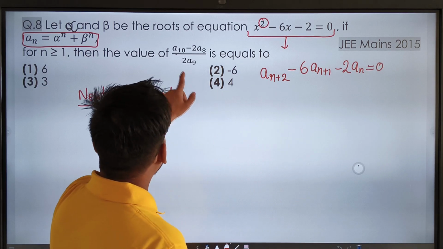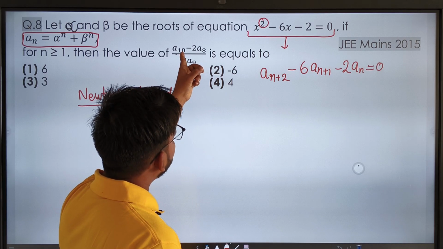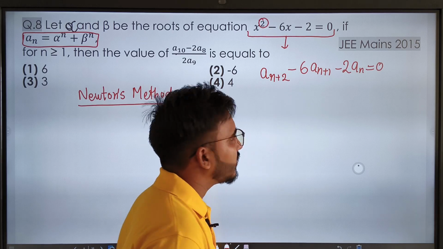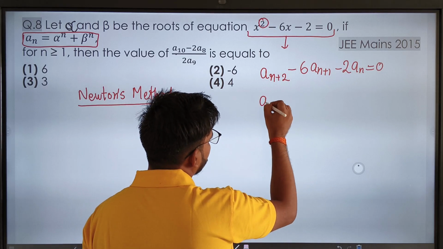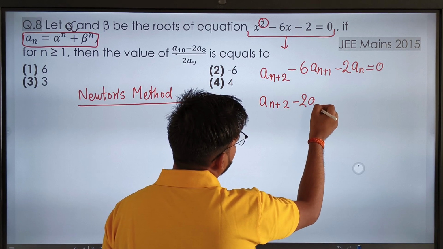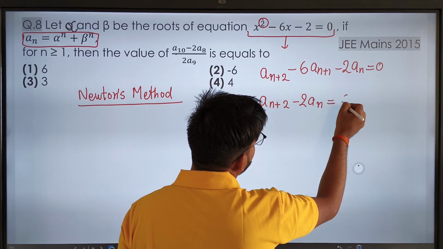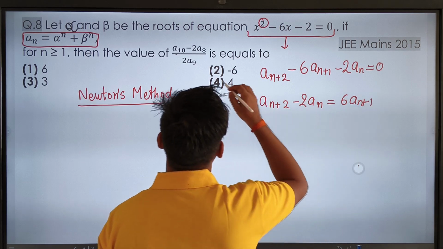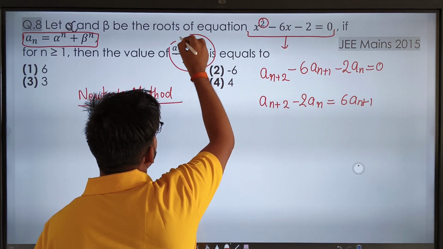Next. Let's observe this. So it is a10 and minus twice a8. So difference is 2. So I think we will write down this as a n plus 2 minus twice a n equals to 6 times a n plus 1. So just by observing, it is asking about this particular value.